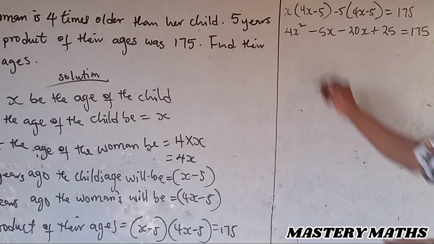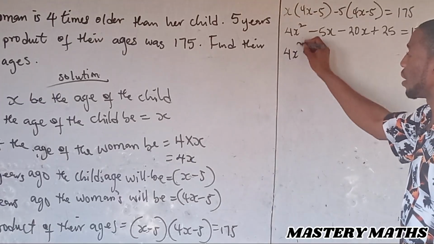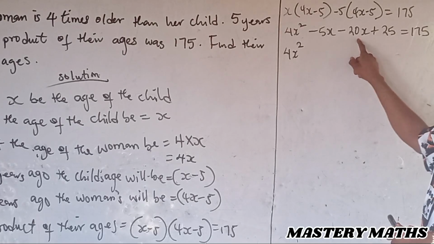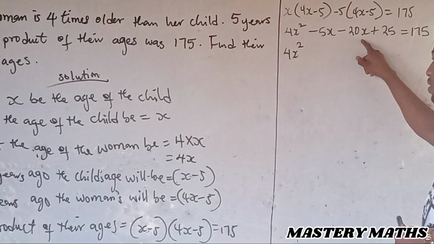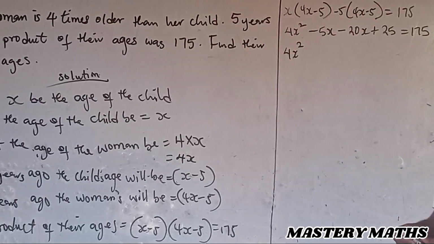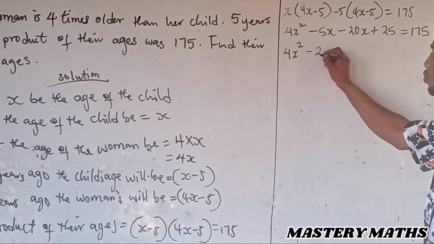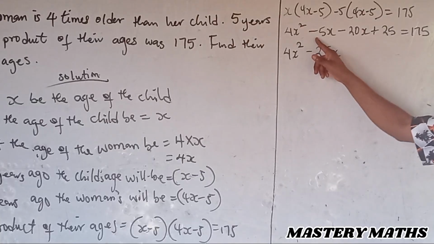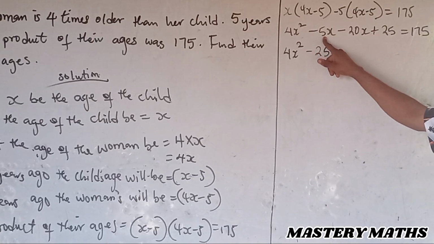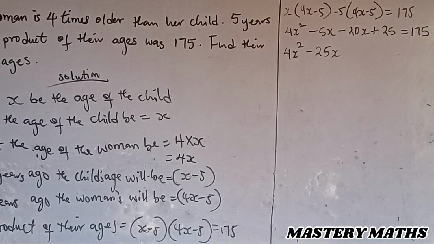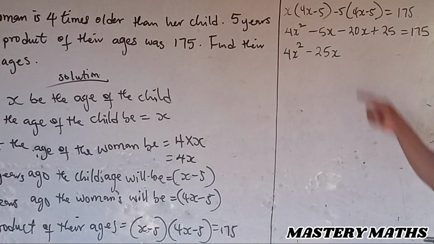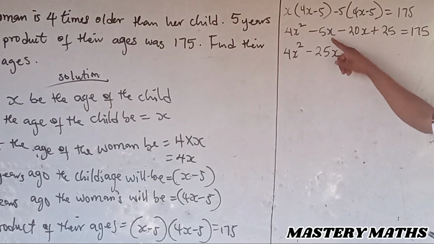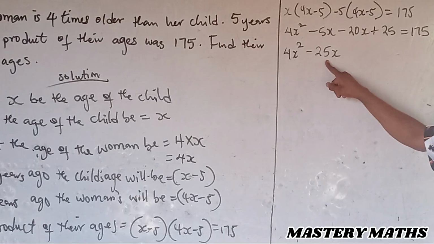So it will give us, you bring out your 4x squared down, minus 5 minus 20x, minus 5x minus 20x will give us minus 25x. It simply says that you're owing someone 5 naira and you've not gone to pay back the 5 naira you're owing. You went and collected another 20 naira. Altogether, you're owing 25 naira. That's a bit of minus 25.